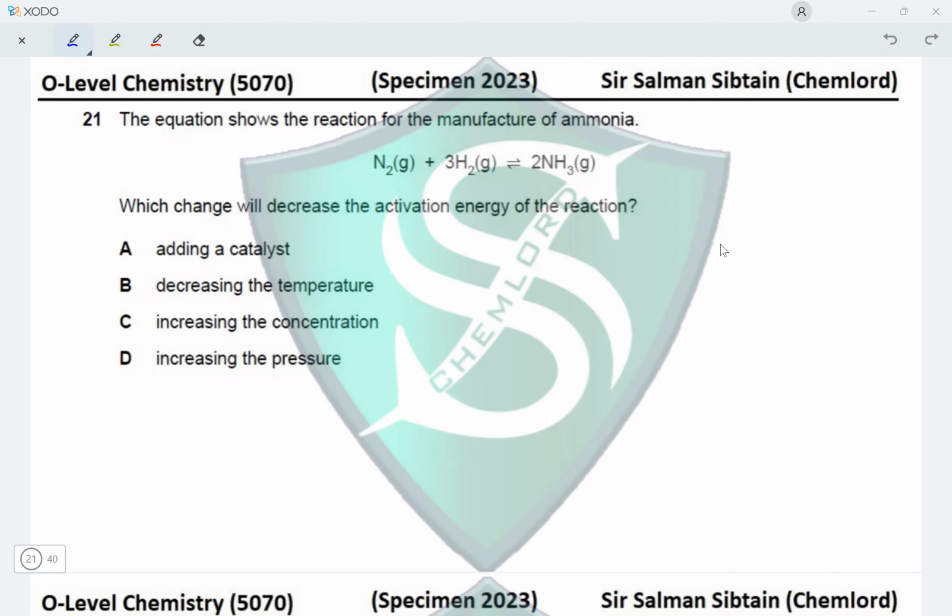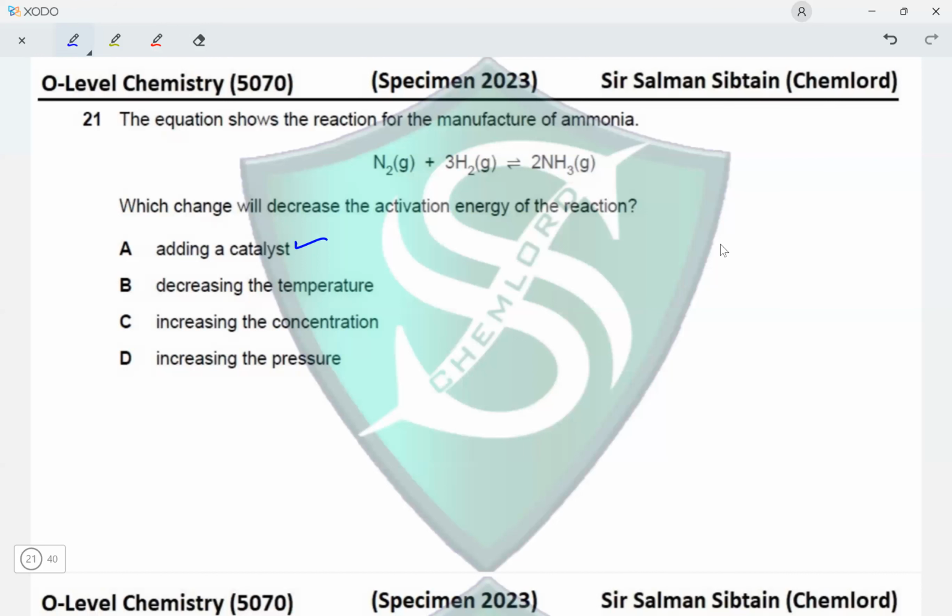Okay. Option A, adding a catalyst. So what does a catalyst do to a reversible reaction? It speeds up the rate of reaction by lowering the requirement of activation energy. So this is supposed to be the correct option here. Let's see what the other options say.